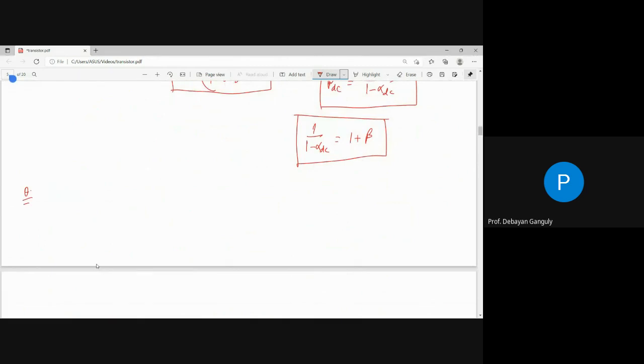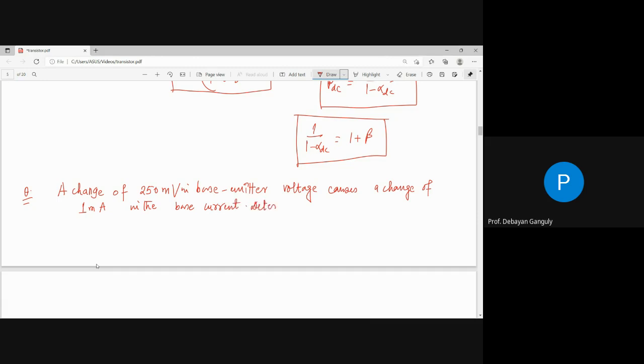If the question is formulated like that, say a change of 250 millivolt in base emitter voltage that causes a change of 1 milliampere in the base current, determine the dynamic input resistance, dynamic input resistance.